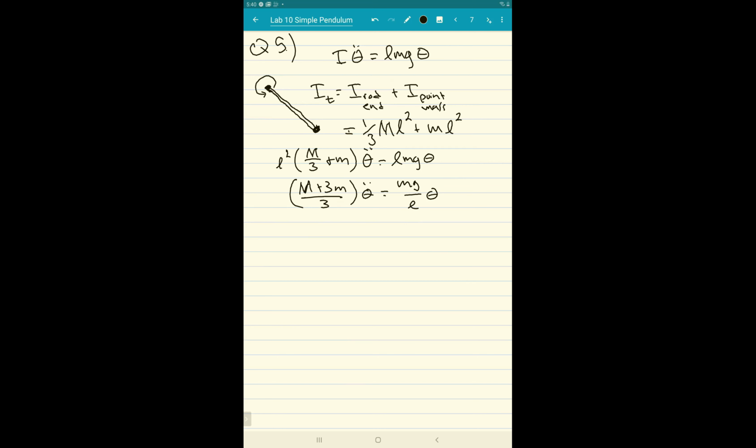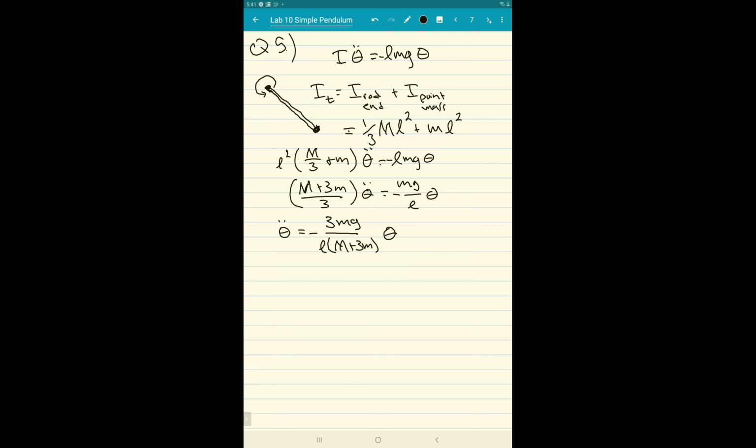Divide that entire thing over again, so now I'm going to have theta double dot equal to 3 m g over L times (big M plus 3 little m), times theta. And this is supposed to be negative there, whatever. I keep not putting my negative in there.